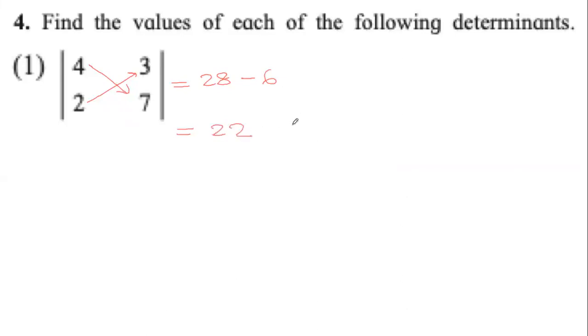If you write these 2 steps, you will definitely get full marks. If you want to, you can write an additional step. Kya? 4 into 7 minus 2 into 3. If you write this, good. This can be your step number 1, this can be your step number 2, this can be your step number 3. But if your arithmetic is good enough, then you will not need to write step number 1. You can directly go to step number 2.